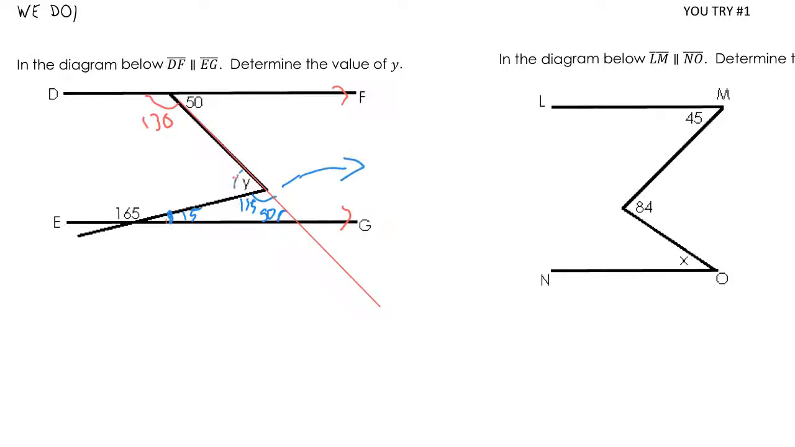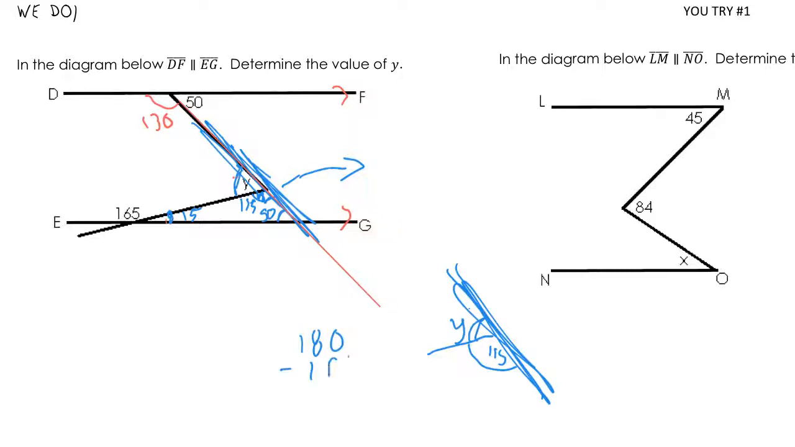Now my last angle, angle Y. So I see that it's a straight line with 115. So if I drew this out here so you can see it better, this is 115. So this angle Y has got to add up to 180 with 115. So 180 minus 115 is 65. So angle Y equals 65 degrees.